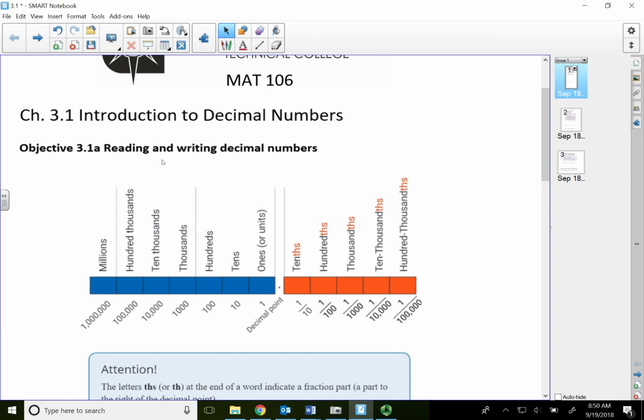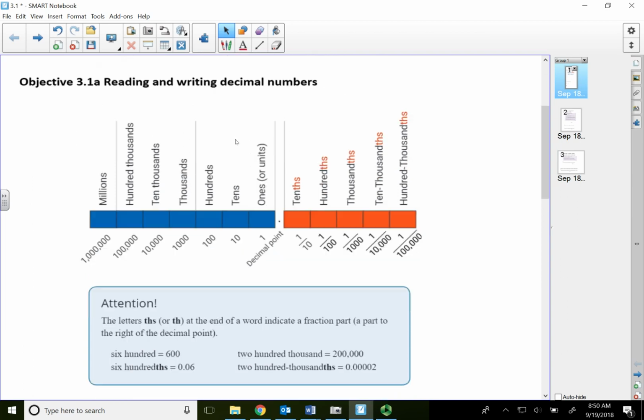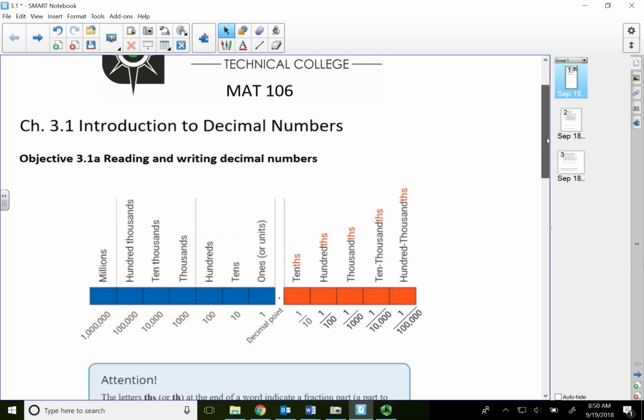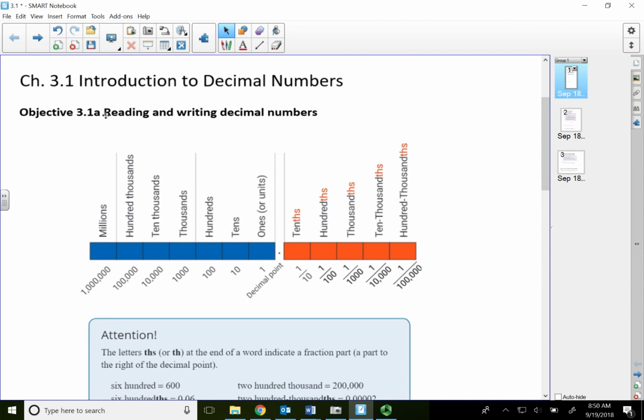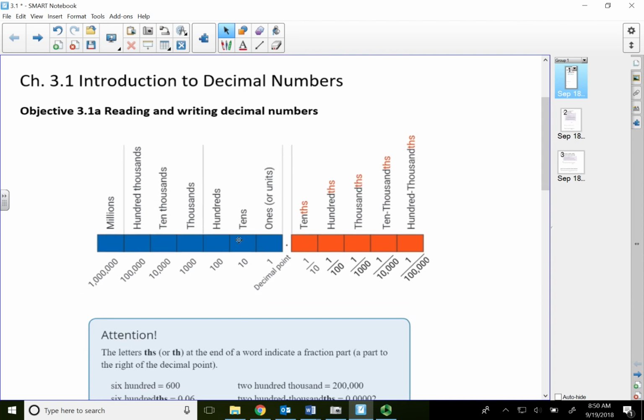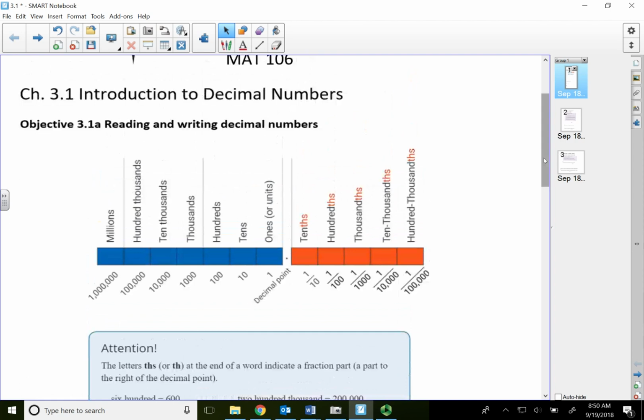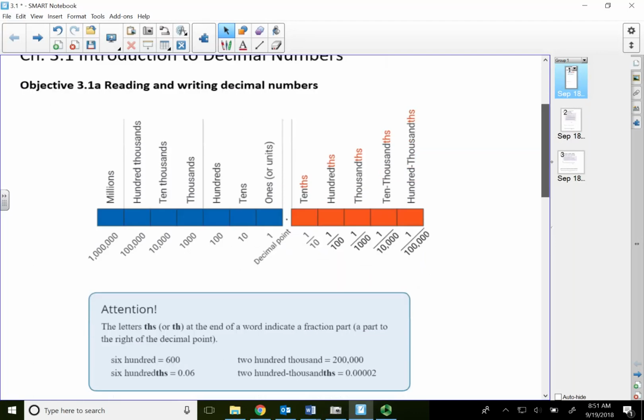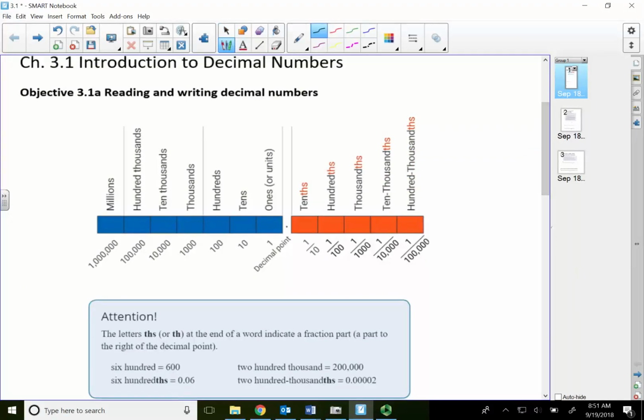In this video, I'm going to show you how to read and write decimal numbers. Let's see if we remember some of these from before. Last time you probably did this; it may be a long time ago. This is a lot like reading and writing whole numbers, except now we're going to head into the decimal part of it.